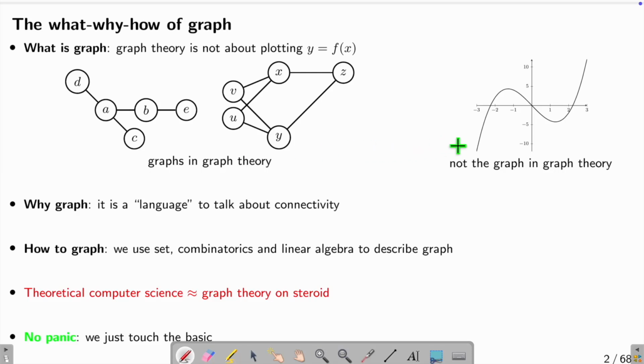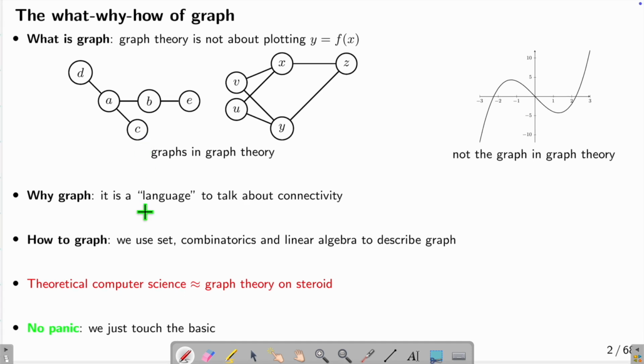This is graph. This is not the graph we talk about in graph theory. We are talking about something that looks like this. A and B have some relation, and then B and D have no relations. So these are the graph. So what is graph? Graph is about connectivity, relation.